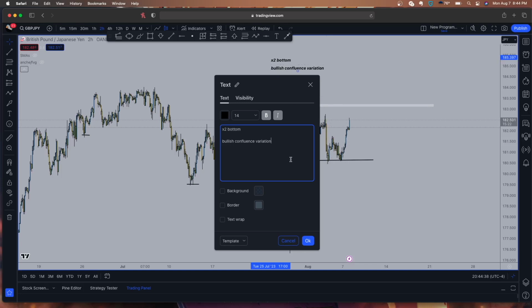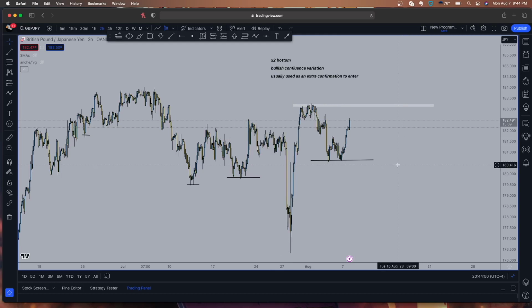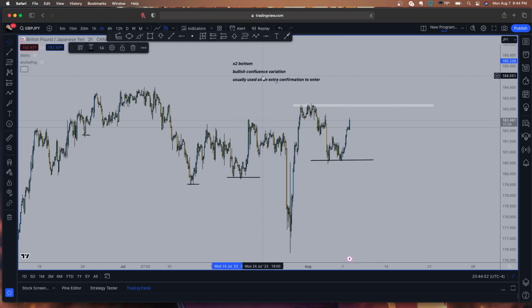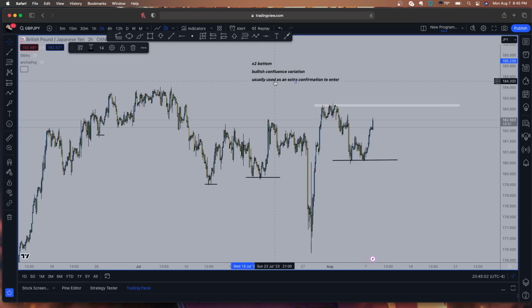This should usually be used as an extra confirmation to enter. And for me, when I have a double bottom or a double top or anything of that sort, I am so confident in that trade, and you're going to see why in the reactions you get off the double bottom. Again, just like everything else, it also goes with confluence.